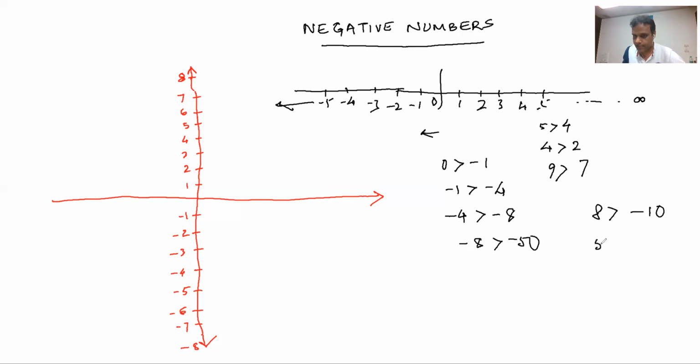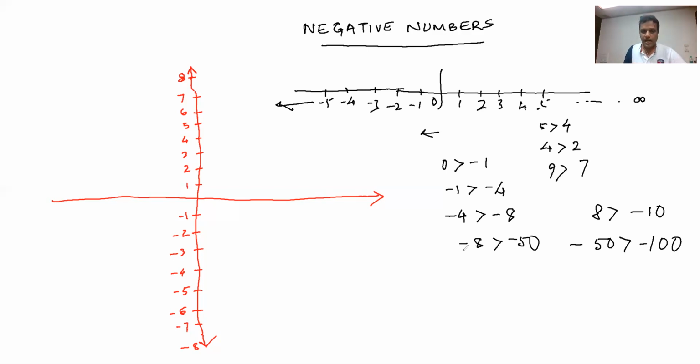Which is greater, 50 or 100? Right? 100 is greater than 50, we all know. But the moment we put the minus sign, what happens? -50 becomes greater than -100. So this is a very important point to note, that all the numbers on the right-hand side are greater than the numbers on the left-hand side.